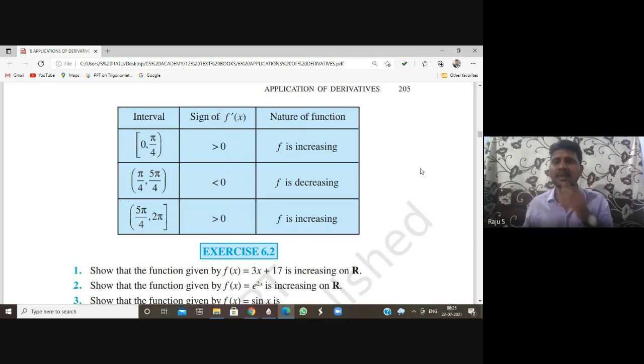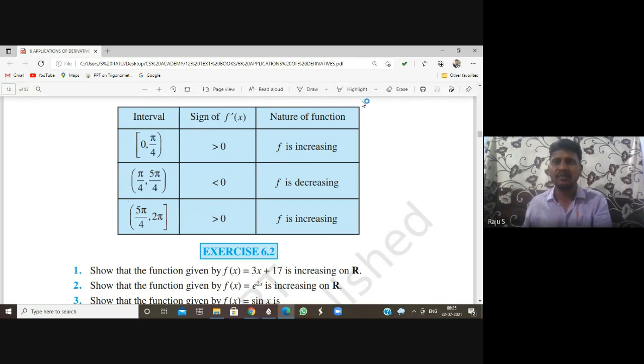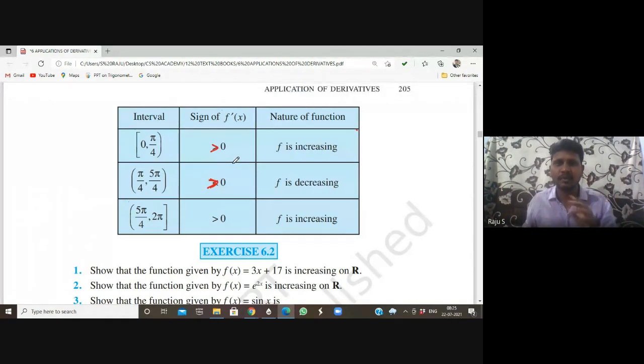Sometimes what will happen? If we divide the interval like this, in case the function is greater than 0 in 0 to pi by 4, and pi by 4 to 5 pi by 4 also greater than 0. In both the intervals, it is 99% not like this. In one interval it is greater than 0, the next interval must be lesser than 0, next greater than 0, greater than, lesser than, greater than. We get it alternating in almost 99% of the problems.